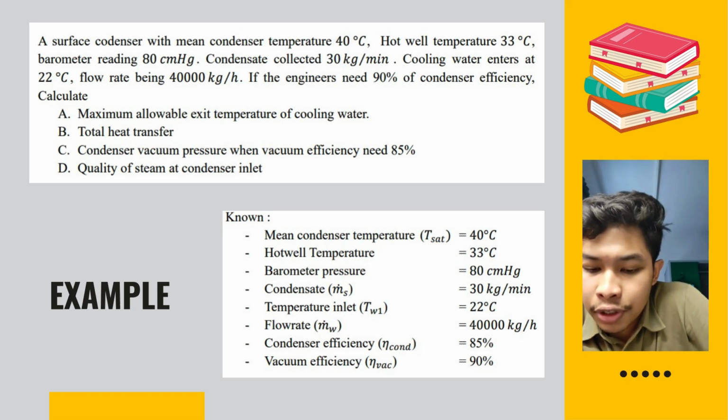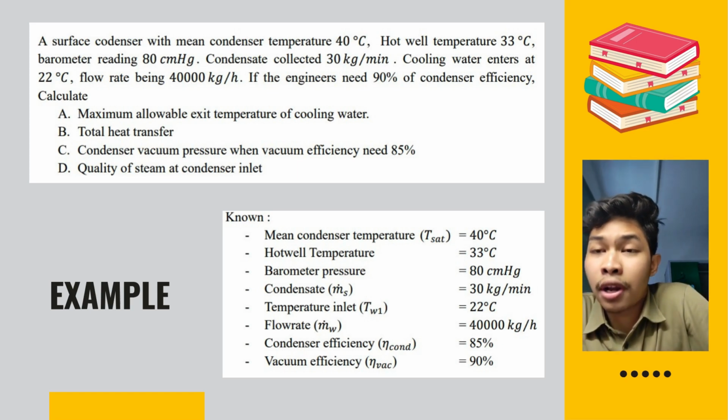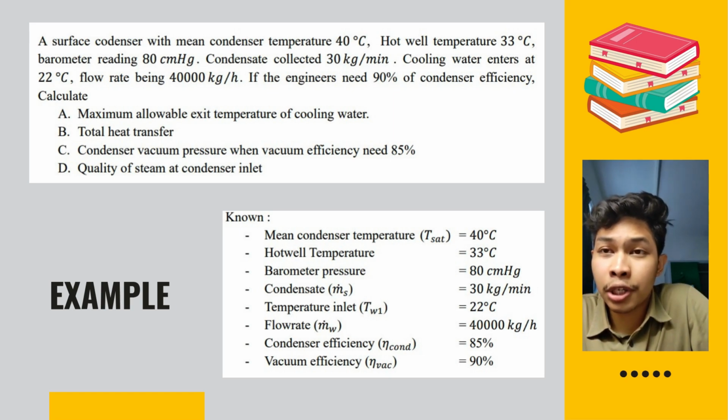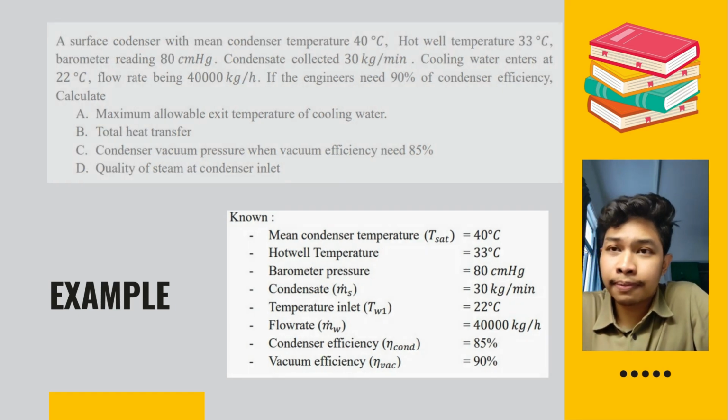There are four questions. A is the maximum allowable exit temperature of cooling water, which means TW2. Question B is the total heat transfer, which means Q. Question C is the condenser vacuum pressure when the vacuum efficiency is 85%, and we call it P. And question D is the quality of steam at the condenser inlet, which we call X.